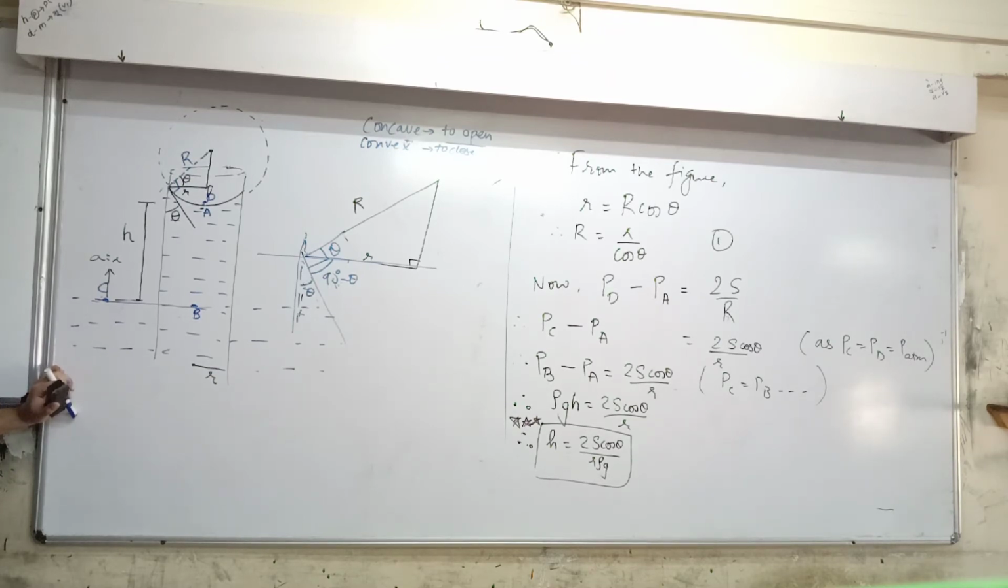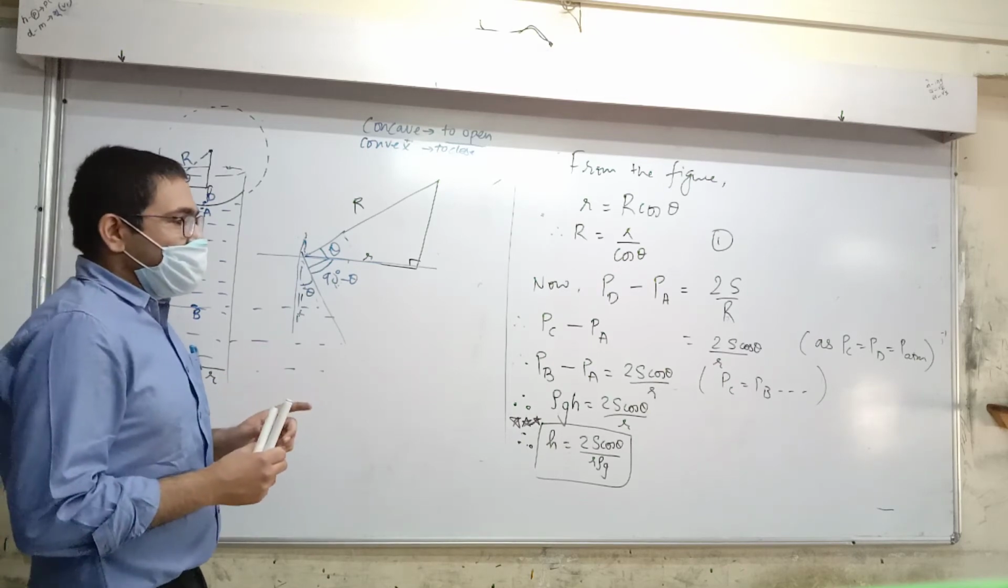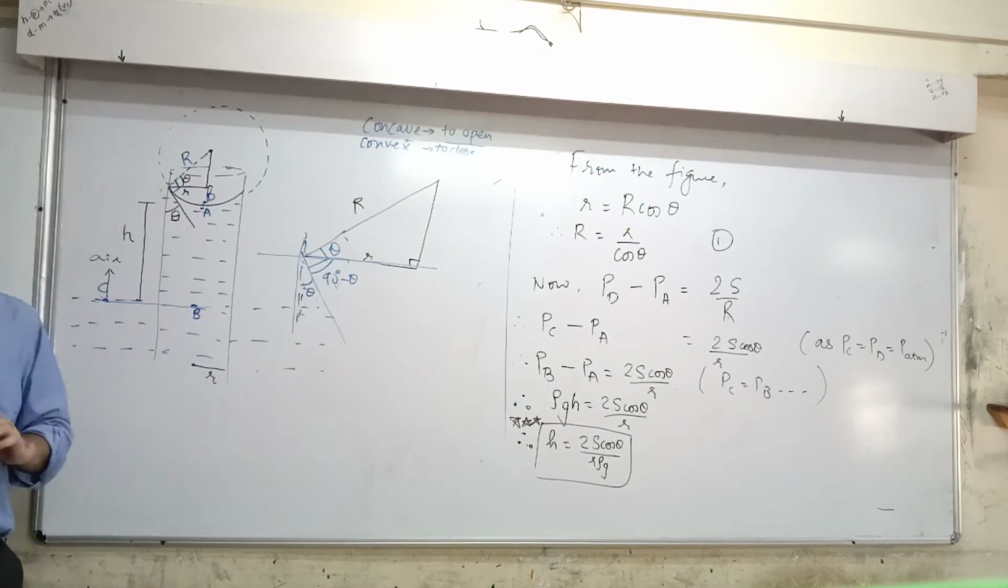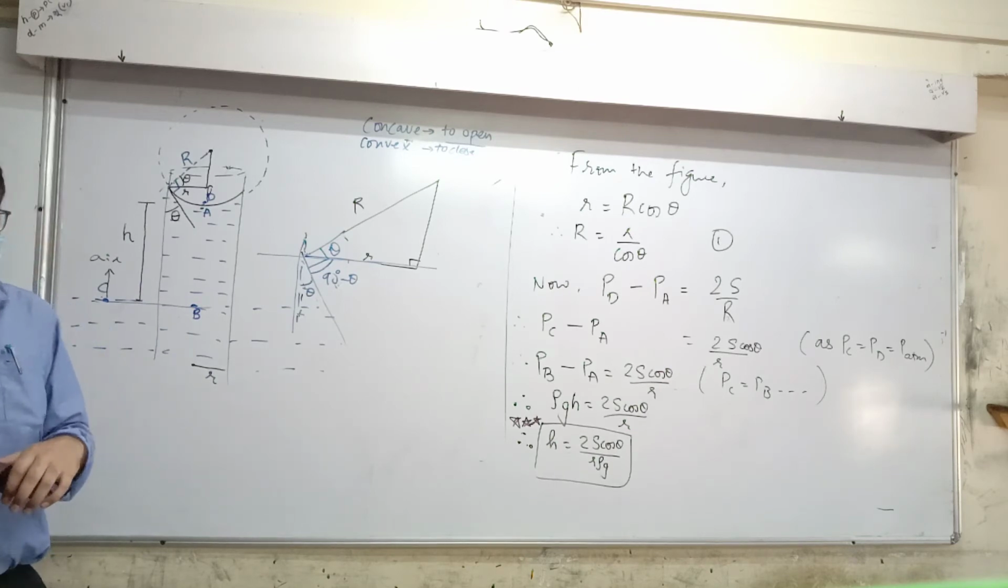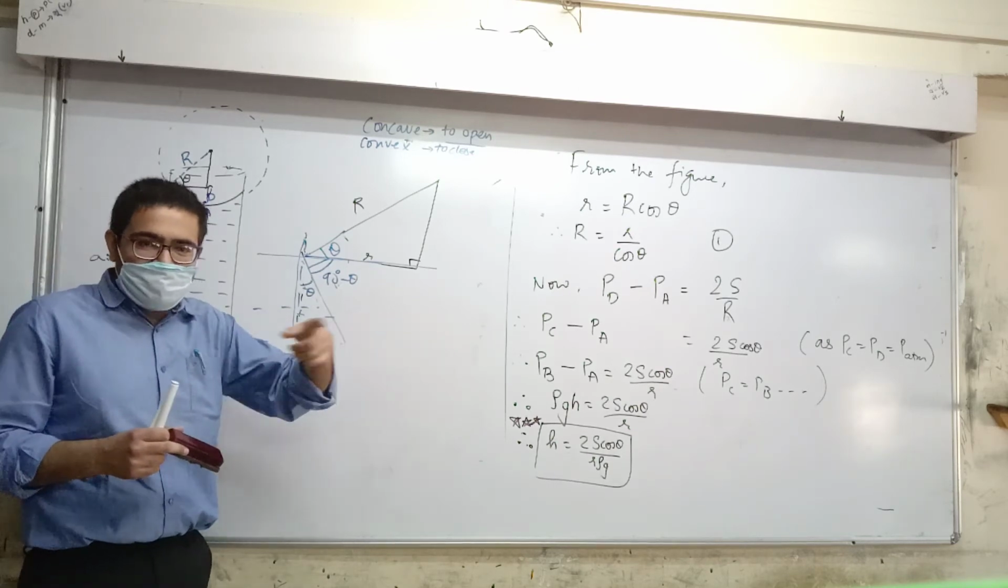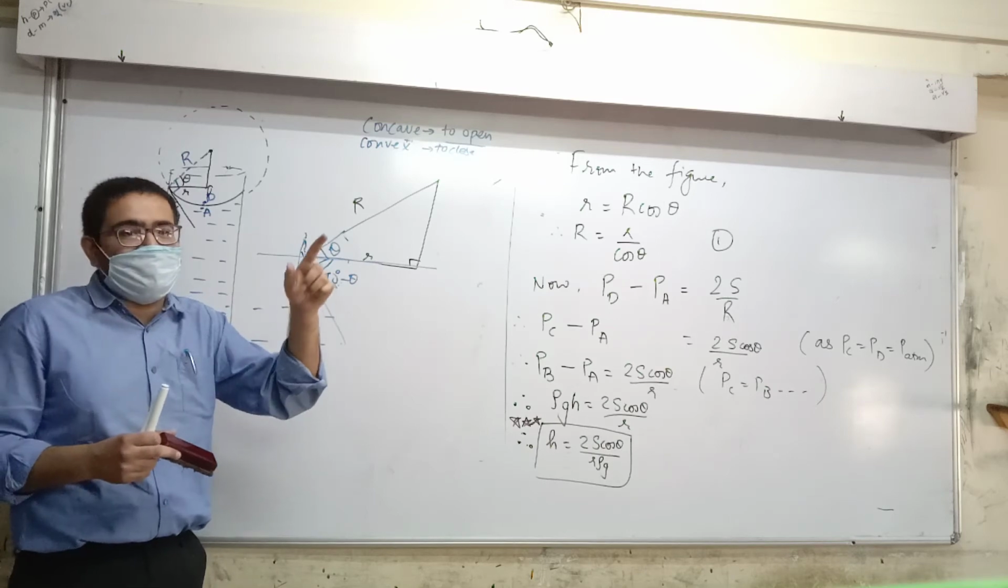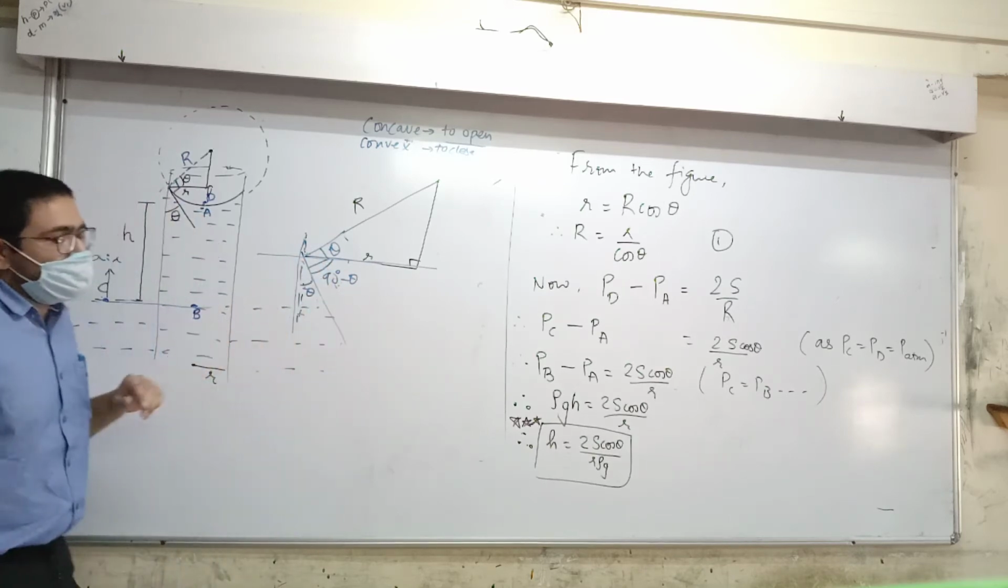What is h? Capillary rise. Height of the fluid which rises inside the capillary. All right. h is the height by which fluid rises in capillary. Shall I write it on the board? Height by which fluid rises in capillary.